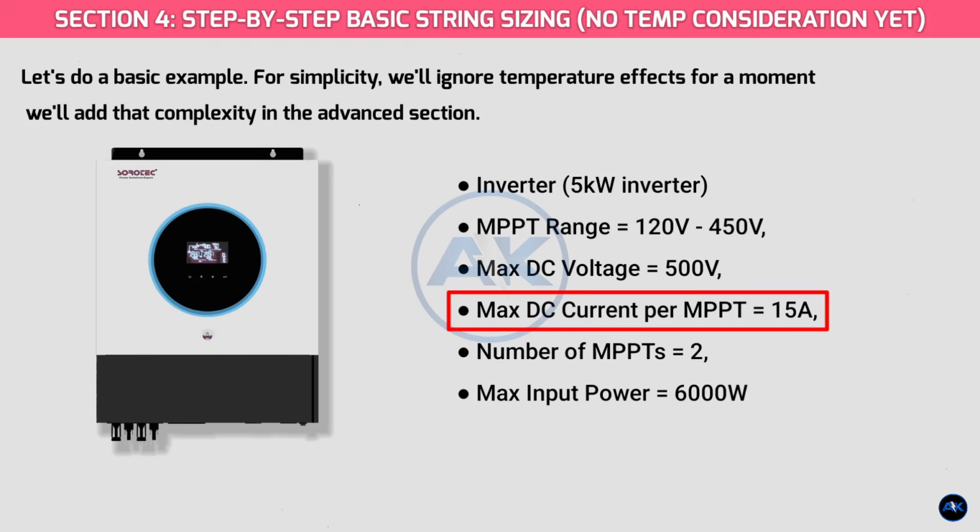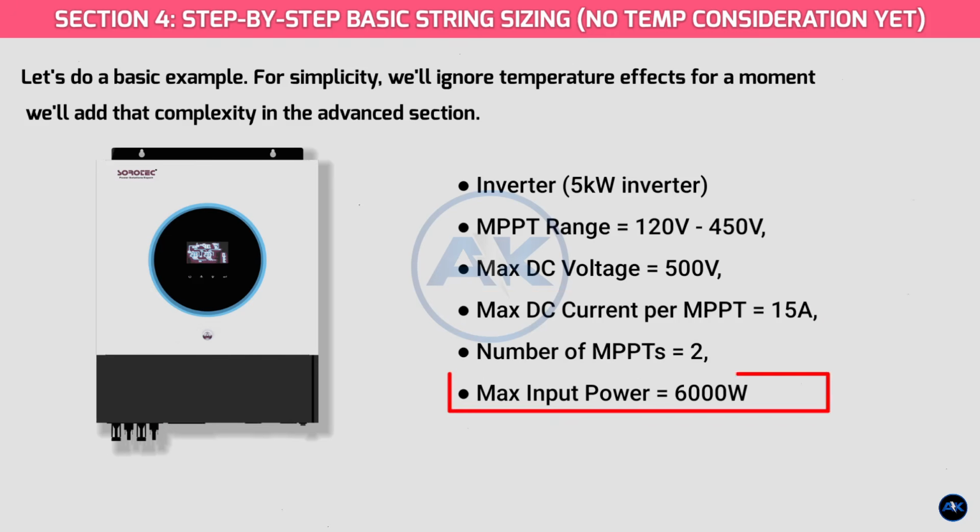Max DC current per MPPT equals 15 amps. Number of MPPTs equals 2. Max input power equals 6000 watts.